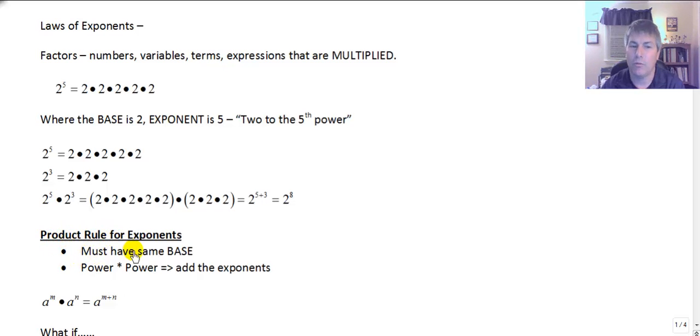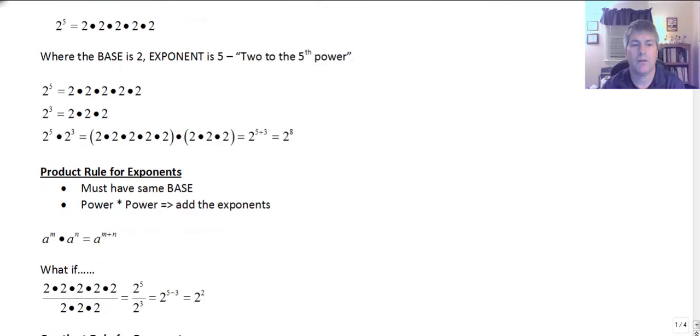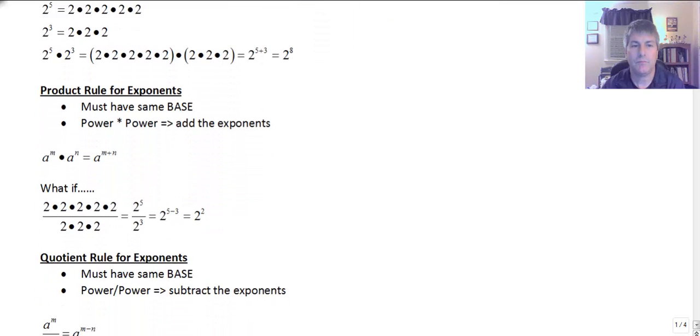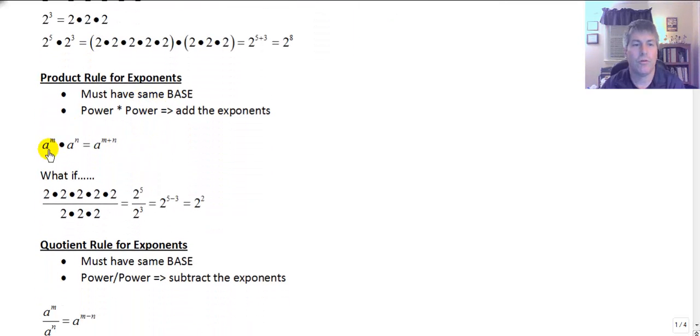And of course, this only works if we have the same base. In English, I would say that's a power times a power. We would add the exponents. So 2 to the 5 plus 3 is 8. So we would add those exponents. So our first rule in letter form, a to the m times a to the n, so we have some base a, is equal to a to the m plus n.